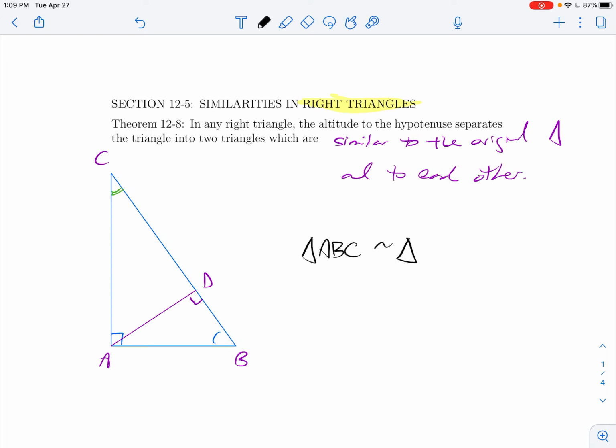Now we have to get the order right. In the big triangle, A is where the right angle is. B is where the blue angle is, and C is where the green angle is. In this smaller triangle at the bottom, the right angle is at D, and the blue angle is at B. By process of elimination, the last one is A. We can actually show that angle DAB is congruent to angle C.